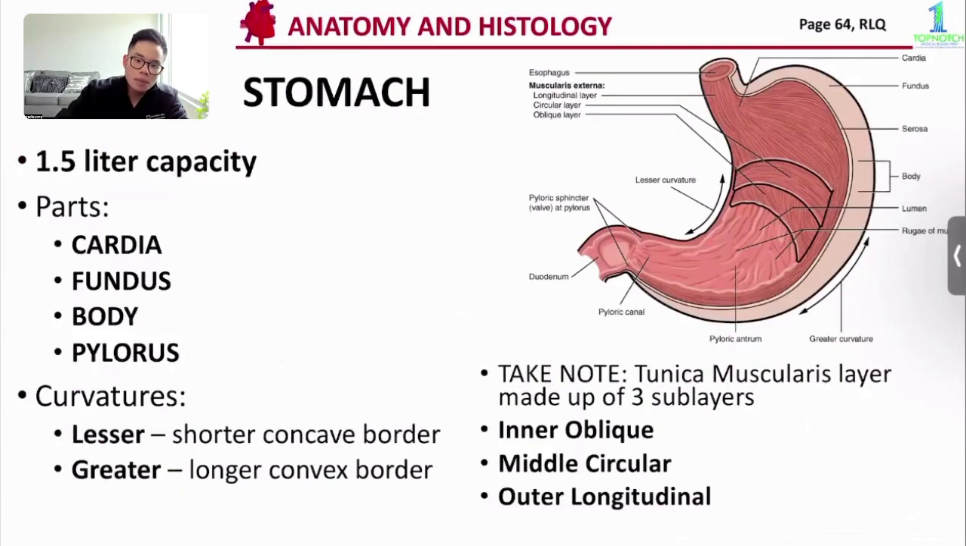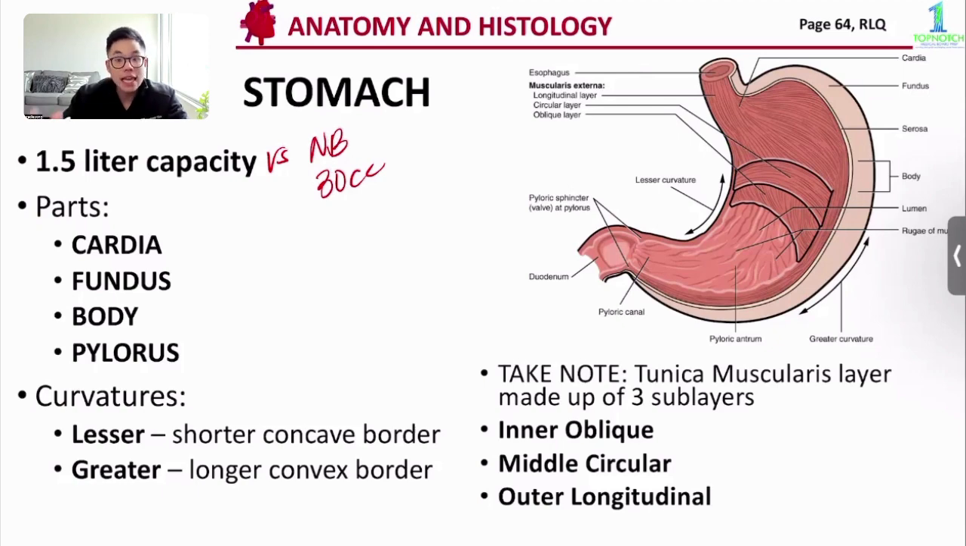Okay, now we talk about the stomach. The stomach is around 1.5 liters in capacity. This is in contrast with newborn babies, whose stomach holds only 30 cc's in total. So the parts of the stomach here, you have the cardia. The cardia is the region following the Z line of the gastroesophageal junction, where there is a transition of the epithelium from stratified squamous to columnar type of cells.